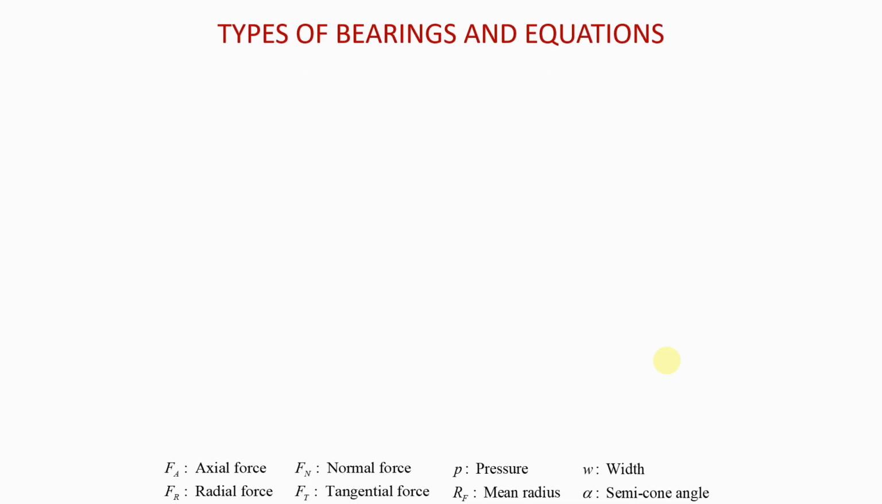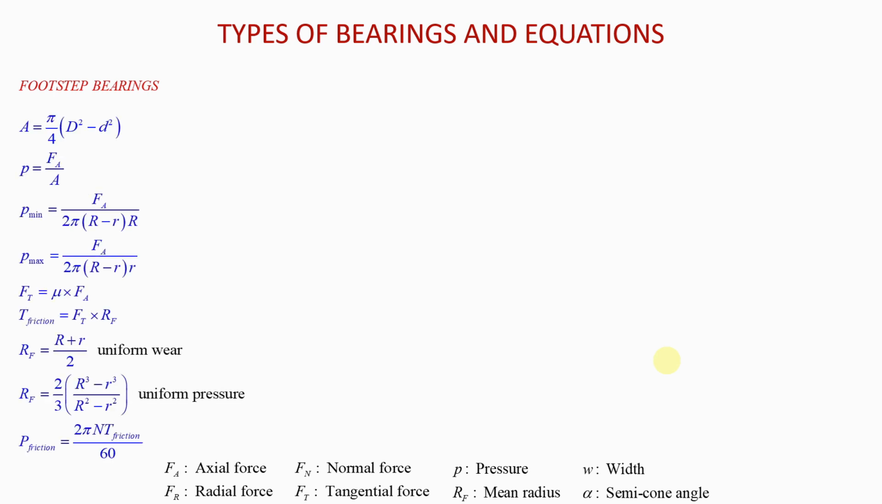So first, let us look at the types of bearings that you need to know for Mechanical Drawing and Design N6. The first one is the footstep bearings, and these are the equations that associate themselves with footstep bearings. Many of the labels in these equations are things that you already are familiar with, but I may say that FA is the actual force, okay? And also Ft is the tangential force, mu is the friction, of course, and Rf is the mean radius.